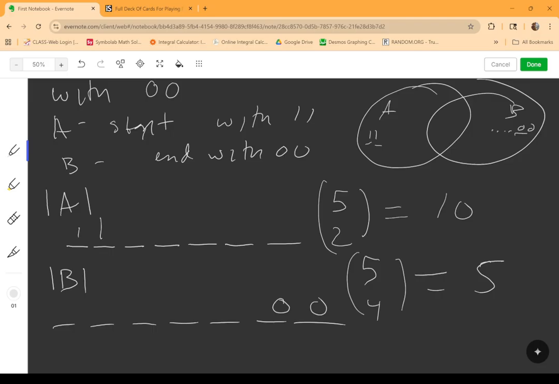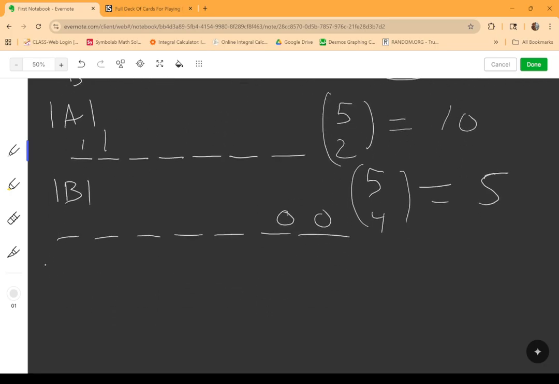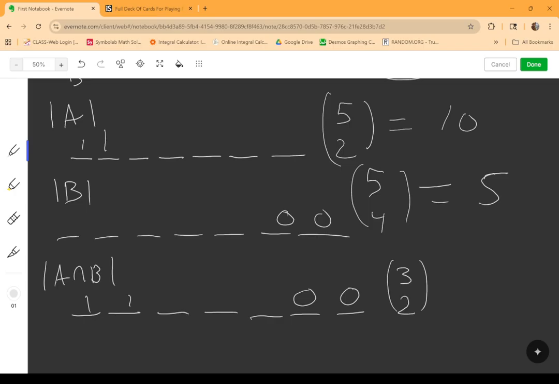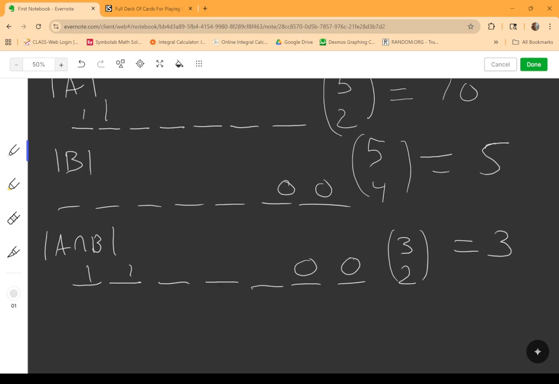Now we need one last thing. What does the cardinality of the intersection look like? That's my overcount. Which ones had the property that they started with 1 1 and ended with 0 0? Here we have not 5 but 3 positions to play with, and 2 ones to work with. So 3 choose 2, which turns out to be 3.